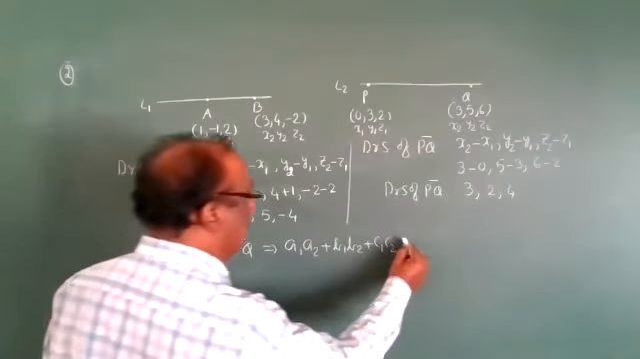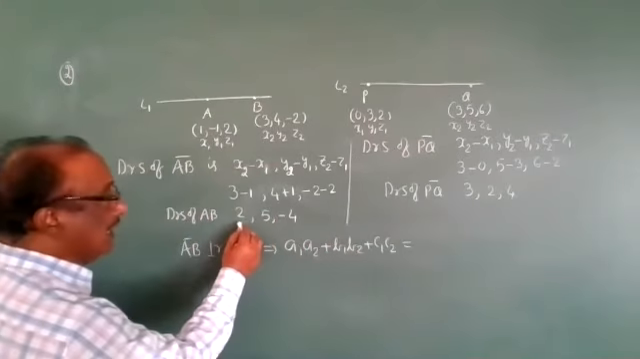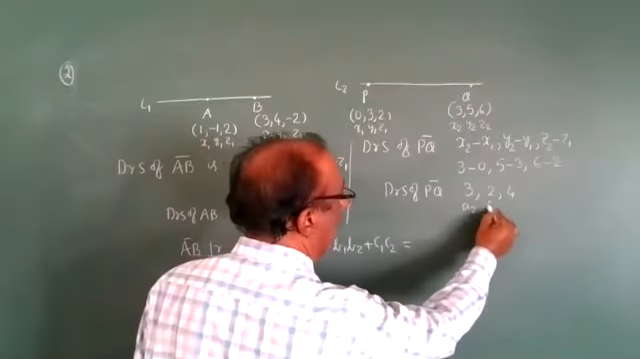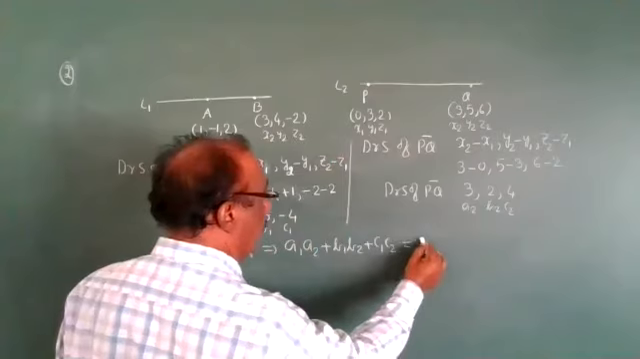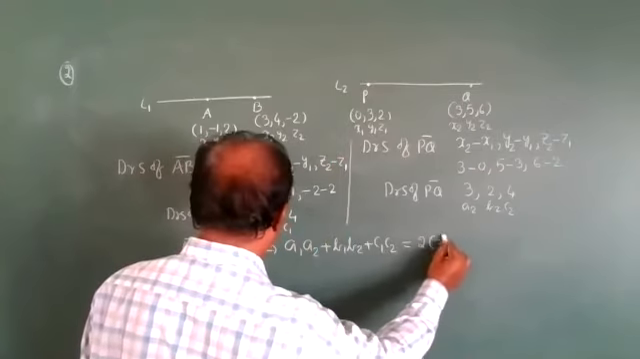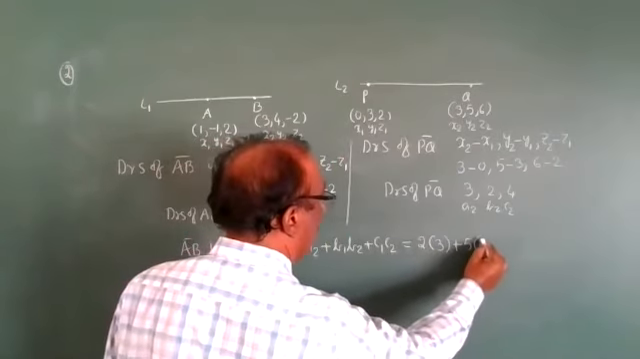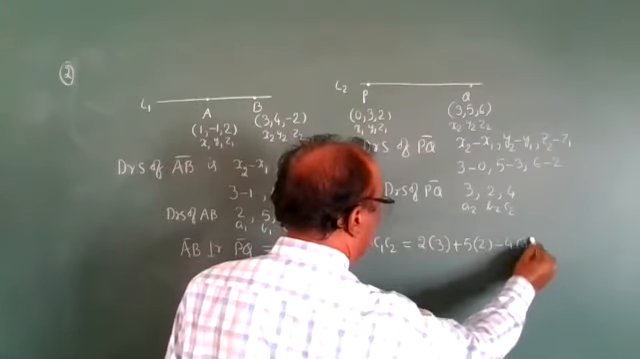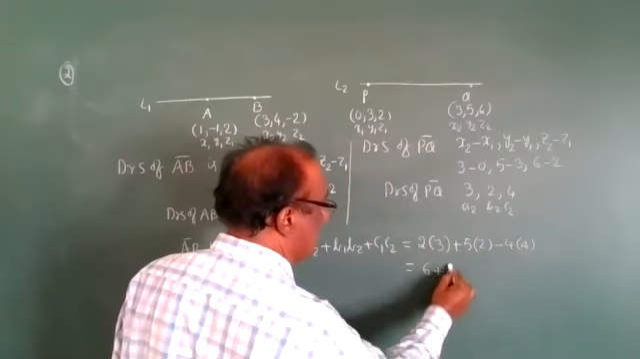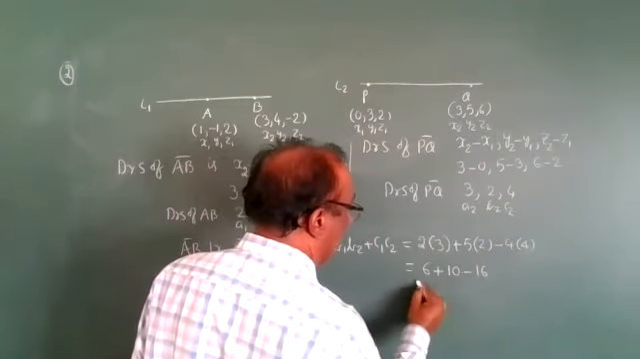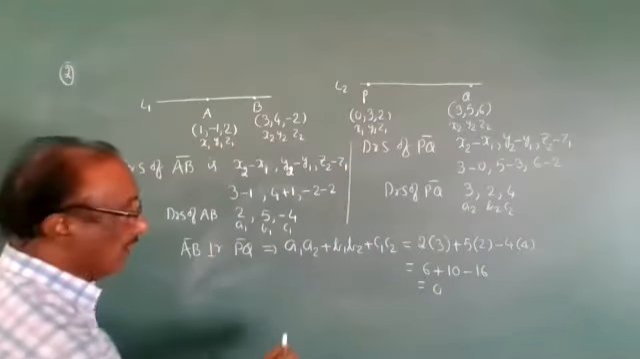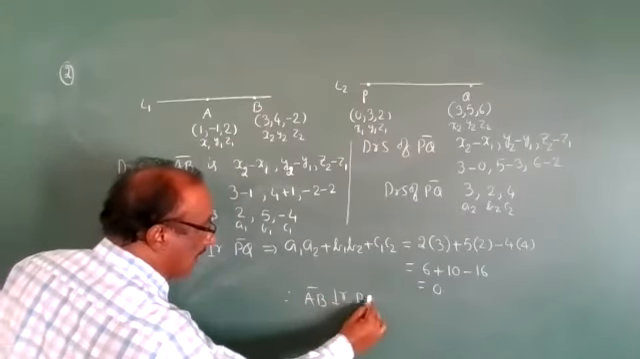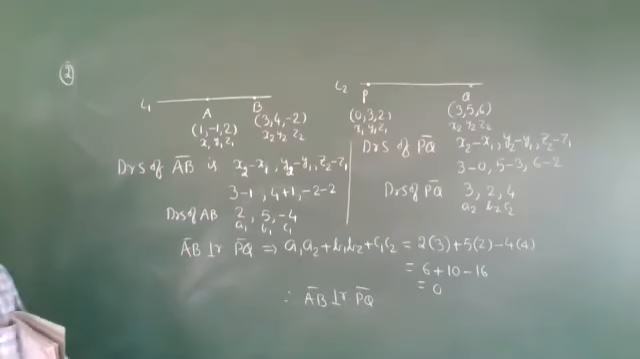This is A1, B1, C1 and this is A2, B2, C2. Write down 2 into 3, next 5 into 2, next minus 4 into 4. This is 6, this is 10, minus 16. The total value is 0. Therefore, AB bar is perpendicular to PQ bar. Everyone complete this one.